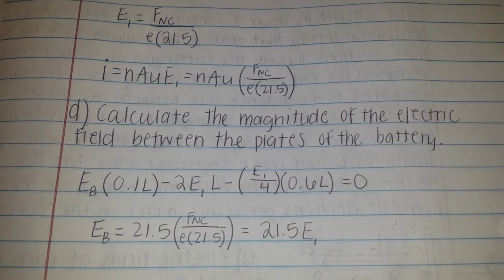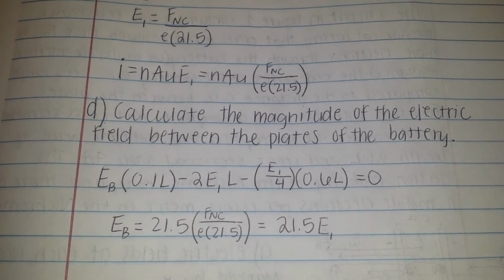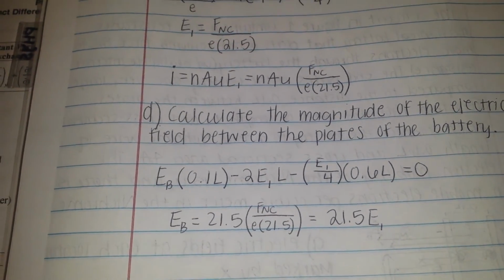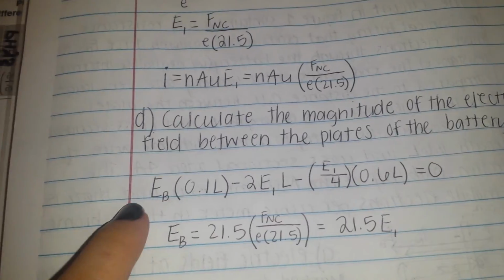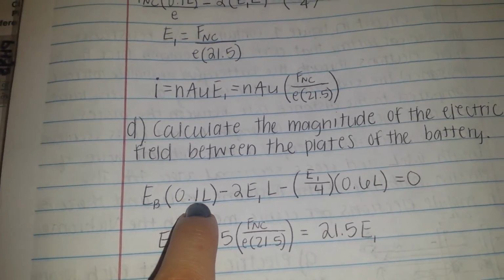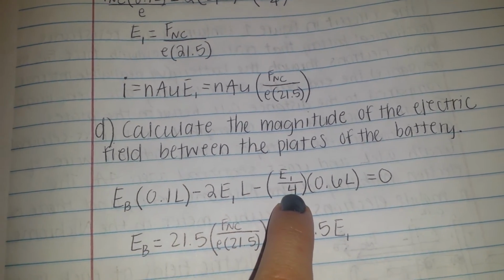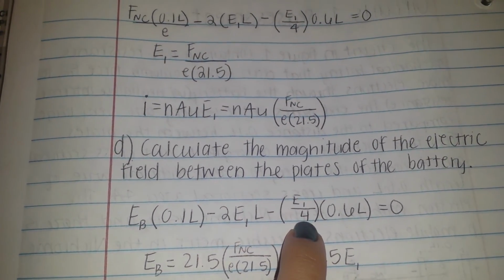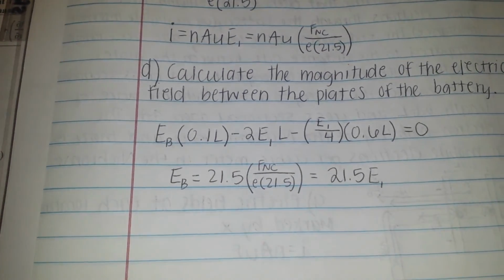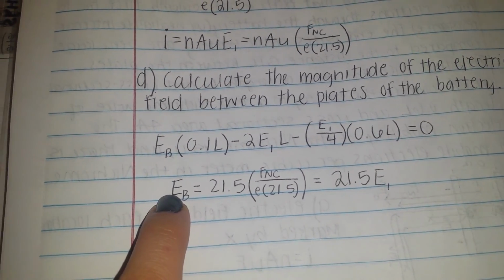And the last question says calculate the magnitude of the electric field between the plates of the battery. So again, using the loop rule, we know that the change in potential all the way around the loop has to equal 0. So we know the electric field due to the battery times its distance, and just do the same all the way around. And we again use the expression we found earlier, which we also used here for E2. And we just solve for the electric field due to the battery.